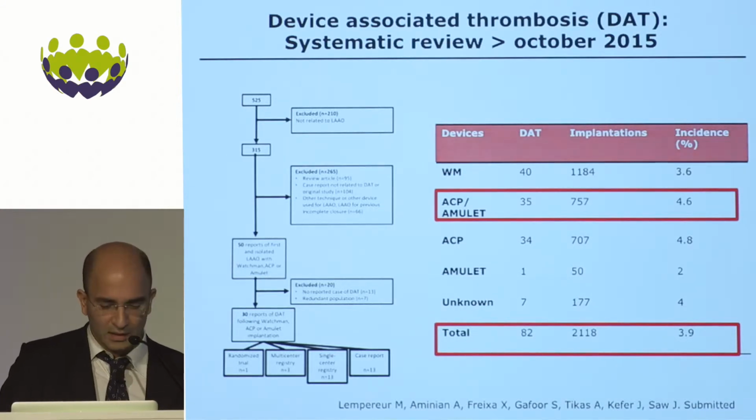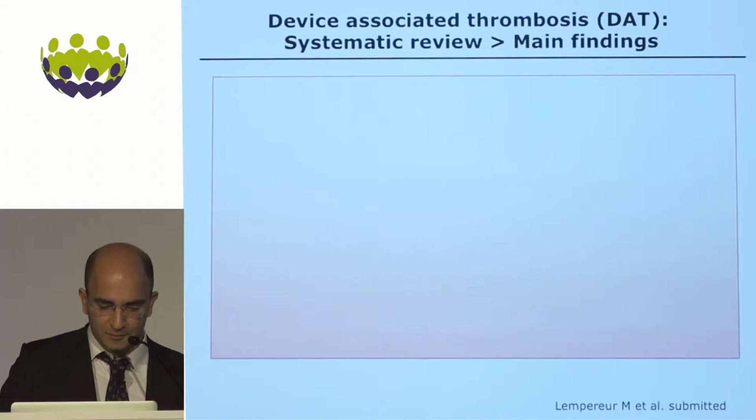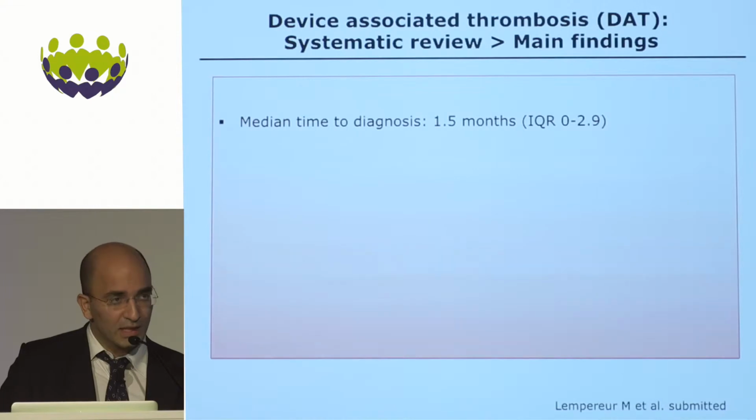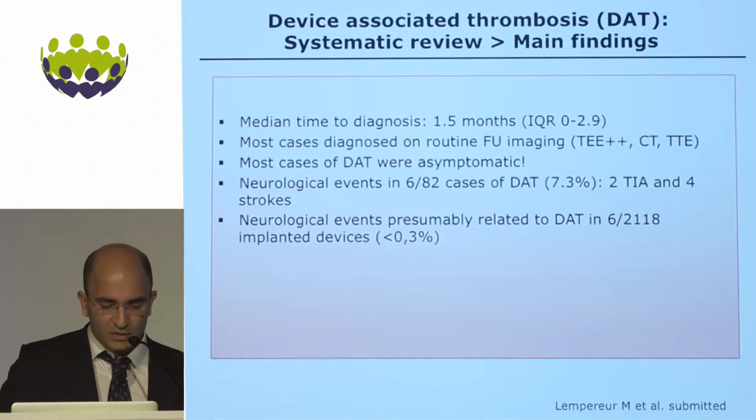You see that the Amulet has only one case reported in the literature out of 50 implantations. So the median time to diagnosis in this review was 1.5 months. So the diagnosis was made mainly in the early post-procedural period, although we had some cases that were diagnosed up to 2 years after device implantation. Most cases were diagnosed on routine follow-up imaging, mainly TEE, but sometimes also on CT or even transthoracic echocardiography. Very importantly, most cases of device thrombosis were totally asymptomatic and found during routine follow-up imaging.